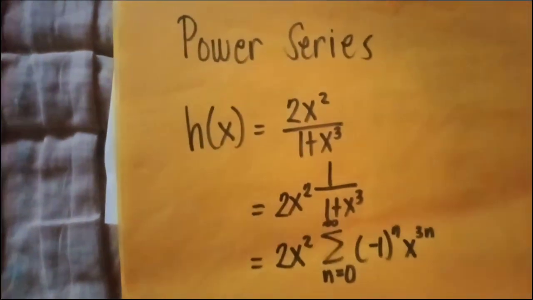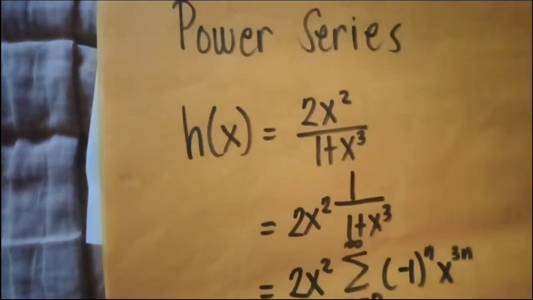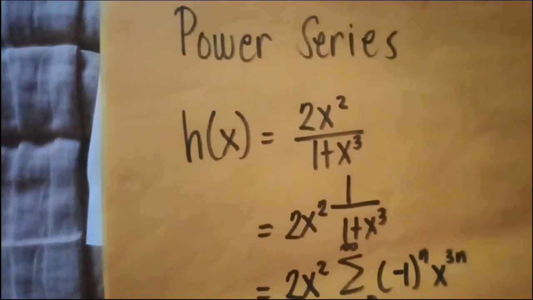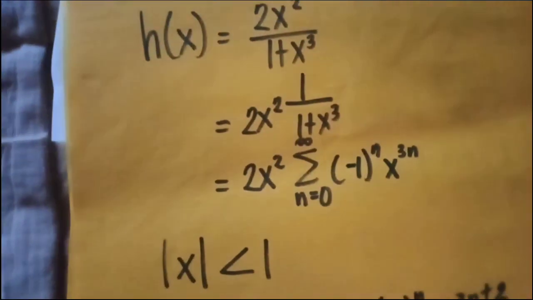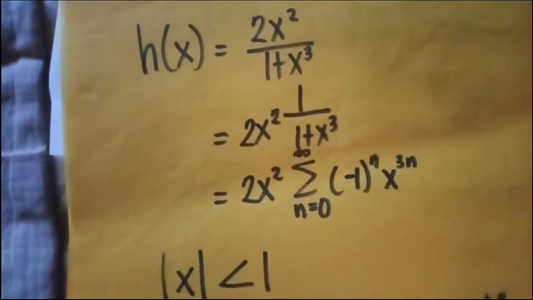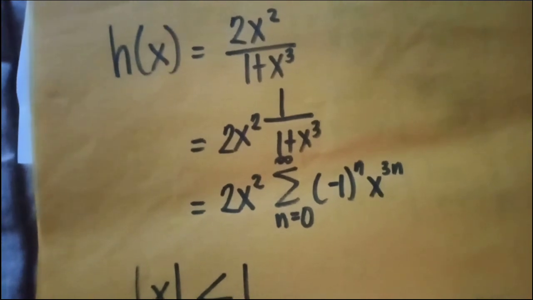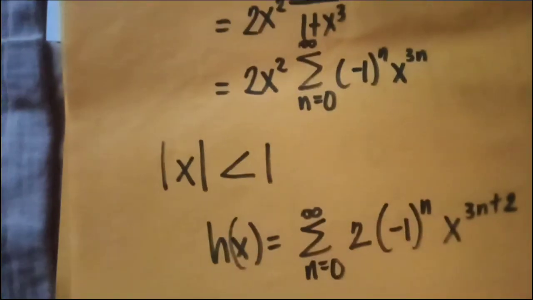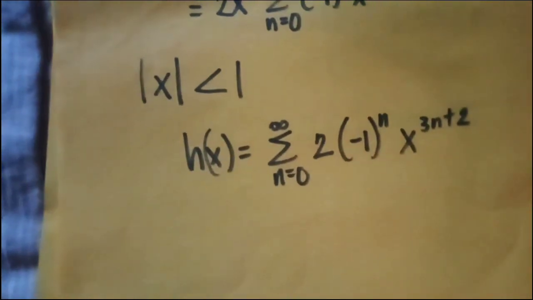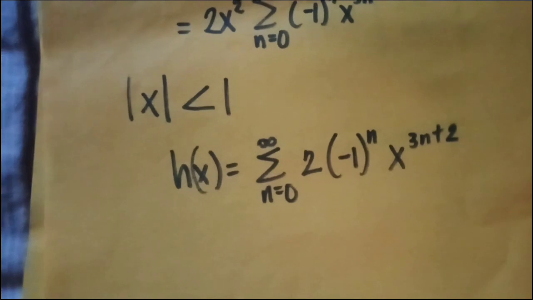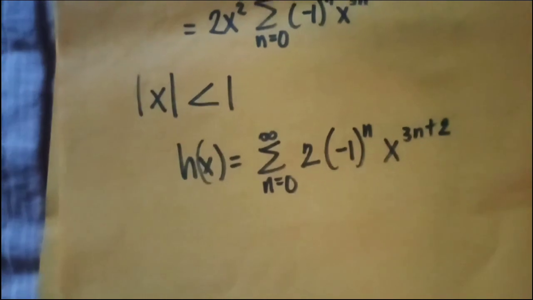h of x is equal to 2x squared over 1 plus x raised to 3. So we have to put 2x squared in front and have 1 over 1 plus x raised to 3. So 2x squared times the summation of negative 1 raised to n times x raised to 3n, n equals 0 to infinity. So our absolute value of x is less than 1. So h of x is equal to summation of 2 times negative 1 raised to n times x raised to 3n plus 2, n equals 0 to infinity.